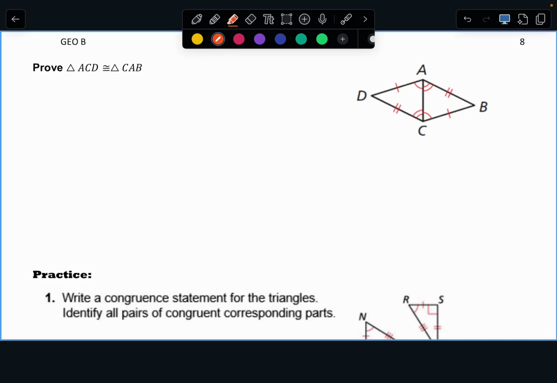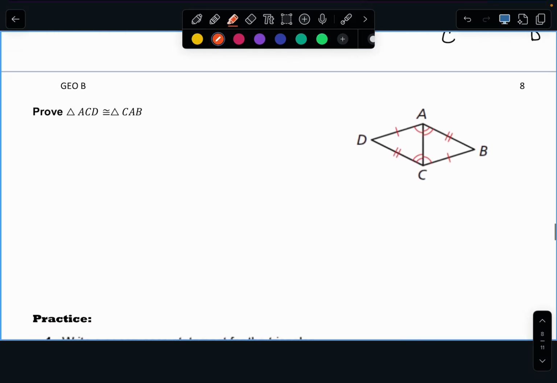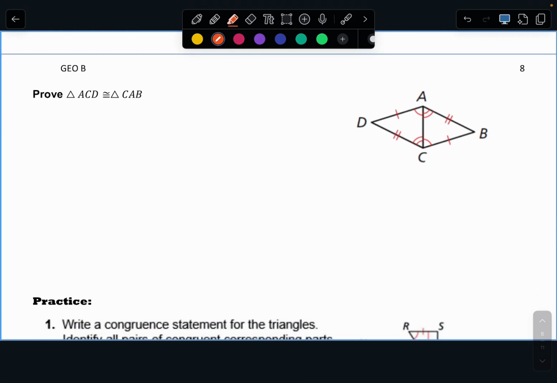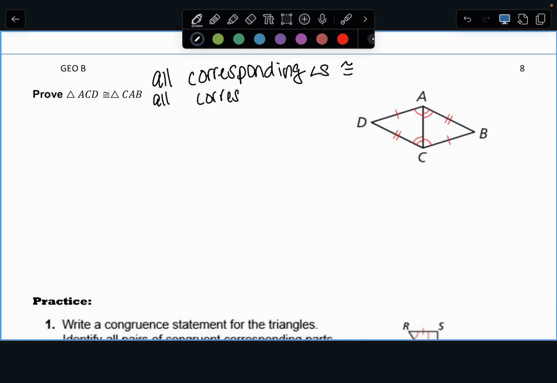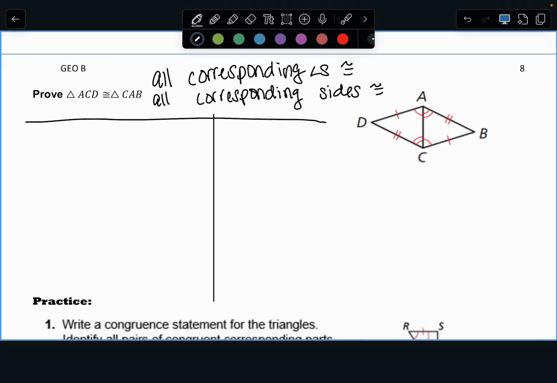We need to prove that these two triangles, the left one and the right one, are congruent. So what we need is all corresponding angles congruent and all corresponding sides congruent. We need 6 things. 3 angles congruent to 3 angles and 3 sides congruent to 3 sides. What we're going to do is first figure out what the picture actually shows us. So I'm going to set up my proof format with my statements and reasons.